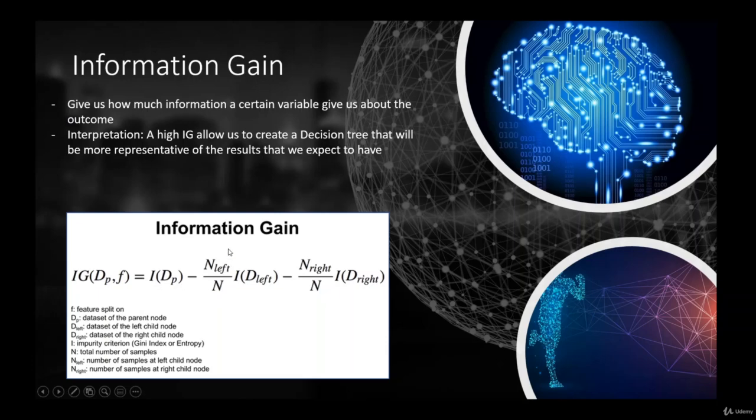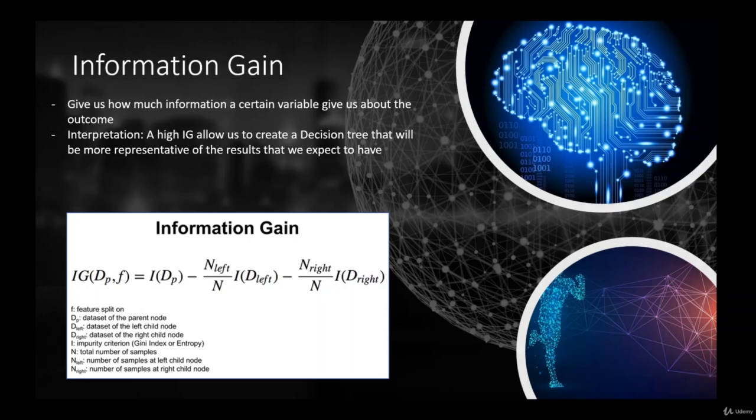Right here, we have our complete entropy. So basically, the whole entropy of the whole decision tree. And here we'll have, for example, the entropy of the left side and the right side. Usually, the calculation is a bit more complex because you have sums of all entropies. But once again, this is with just one left and one right side. But what does information gain do? It will give us how much information a certain variable gives us about the outcome.